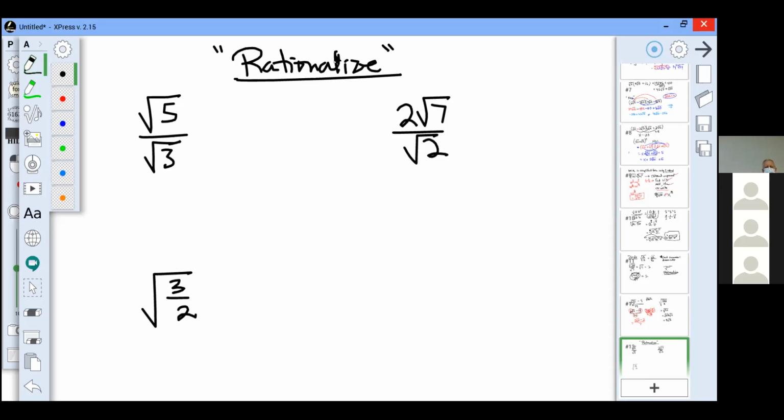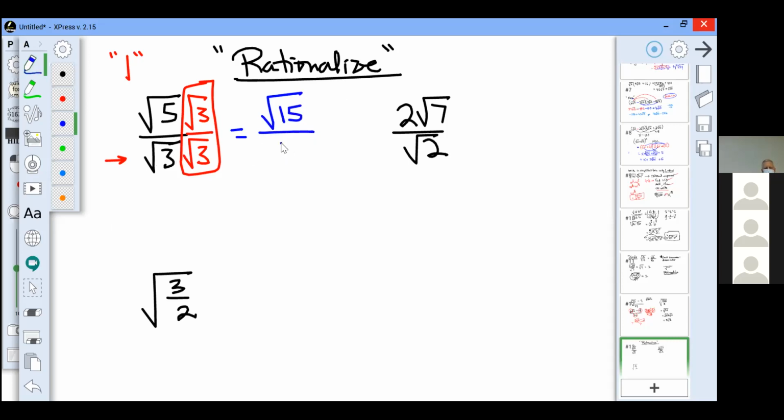9 times out of 10, you want to just use the number that is sitting in your denominator. So we've got to get rid of this radical 3. What I'm going to use is radical 3. All we're doing is multiplying by 1, but it's in the form of radical 3 over radical 3. Combine the 5 and the 3. Radical 3 times radical 3 is 3.